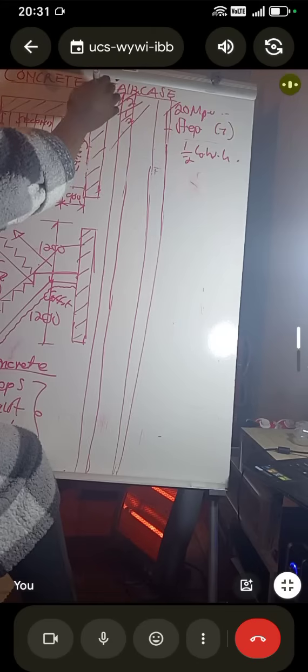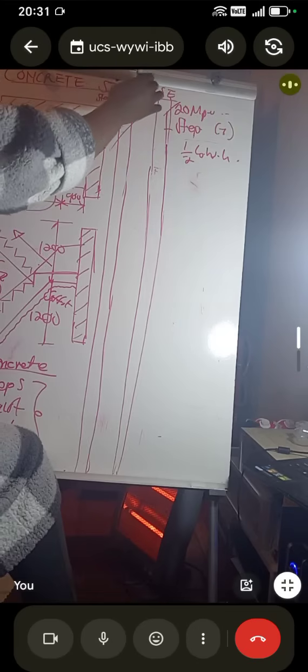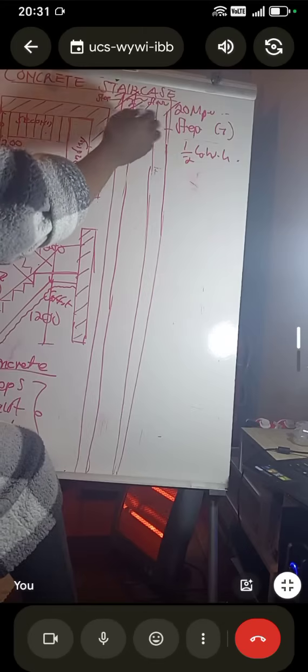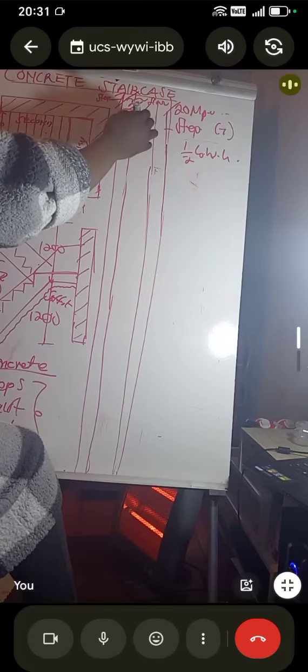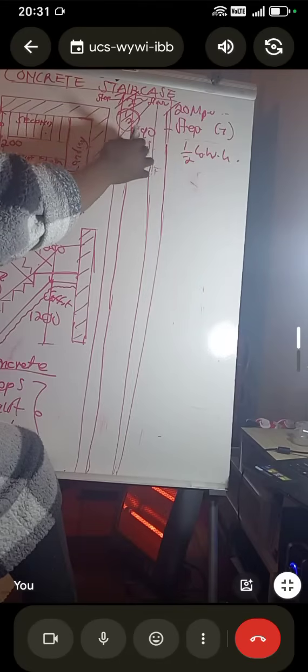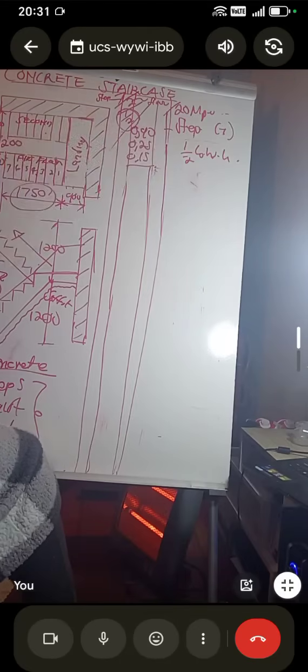Oh, this is a step. Yes, sir. This is a step. This is the number of the floor. Let's say this is a floor, and this is a formula. You know, half comes as part of the formula. What is the base? The base is what? It's 900. The width is 250. The height is what? 150. Good.